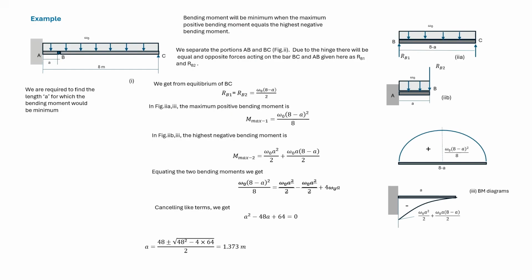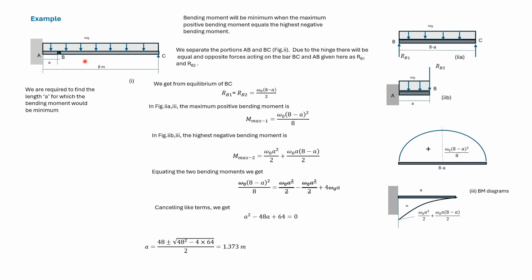Here we deal with a particular type of problem, that of minimum bending moment. We have a cantilever beam here with a hinge at B and a support at C. There's a uniformly distributed load of magnitude omega 0 acting throughout the length of the cantilever beam. We are required to find this dimension A, for which the bending moment will be minimum.